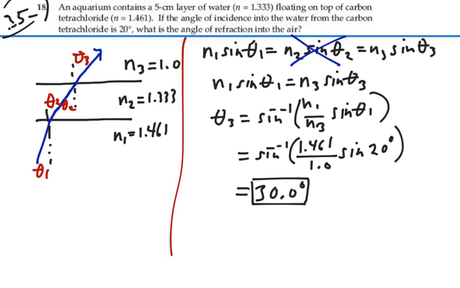That's our answer. And in this particular case, the fact that the water layer was 5 centimeters thick and the fact that we even had water in the middle didn't really matter. We could have had any substance in the middle there where Snell's law is applying, and we'd still have the same result, 30 degrees into the air.